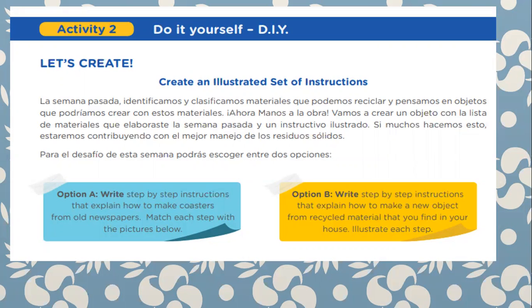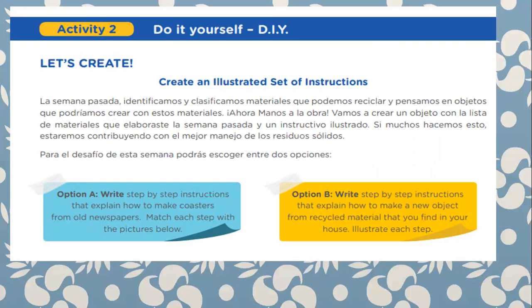This week, you're going to create an illustrated set of instructions. You have two options. Option A, write step-by-step instructions that explain how to make coasters from old newspaper. Match each step with a picture below. And the second option, option B, write step-by-step instructions that explain how to make a new object from recycled materials that you find in your house. Illustrate each step. That means that you have to put a picture in each step.